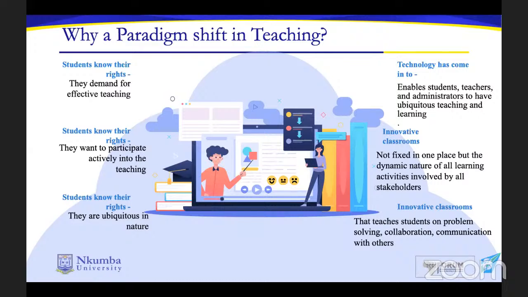The classes are no longer fixed. They are dynamic in nature, so that lecturers can decide to go anywhere and have their class take place as long as they can deliver the point home. If somebody is teaching about the environment, they are capable of going within the forests, the lake shores, and they are able to deliver the concepts around the environment in the best way possible. So the learning classrooms have become innovative. They are no longer fixed in one place.